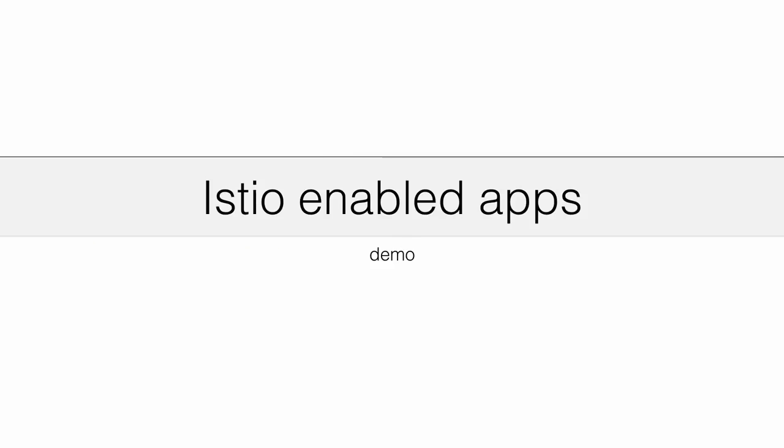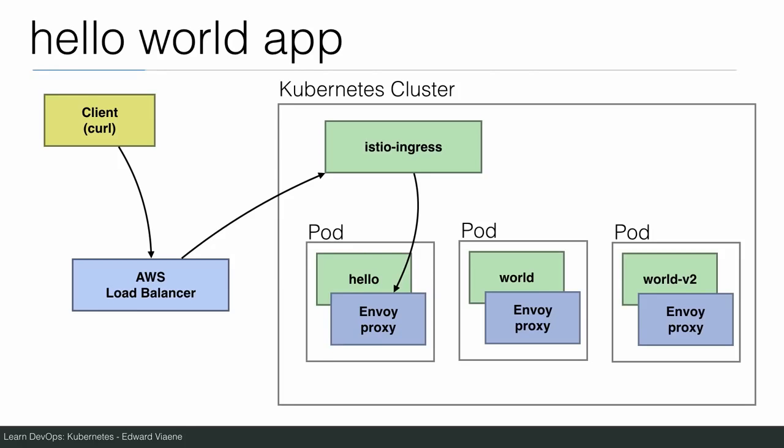In this demo I will show you how to deploy my Hello World app, the first Istio enabled app that we will deploy to our cluster. Let me first show you an architecture diagram so that you have a high-level overview of what we are going to do. I'm going to use curl, which is going to be the client, to contact an app. This app will be a microservice that is not going to be one app, but multiple microservices.